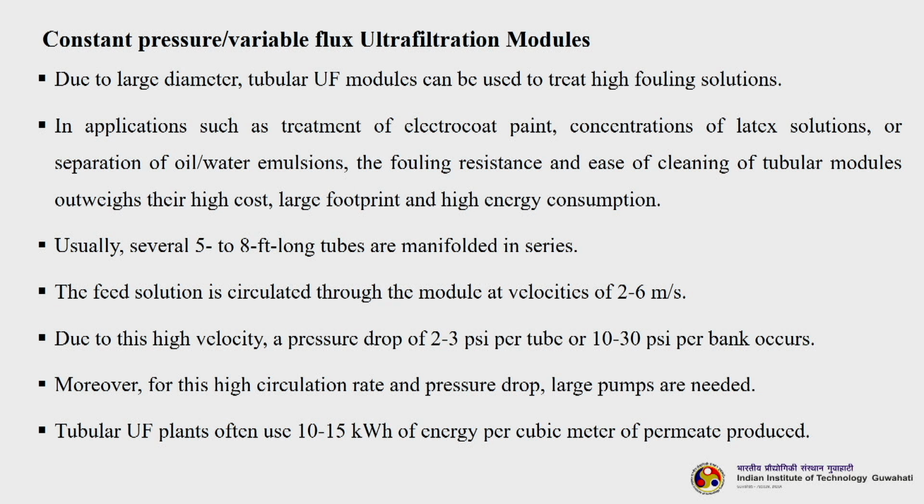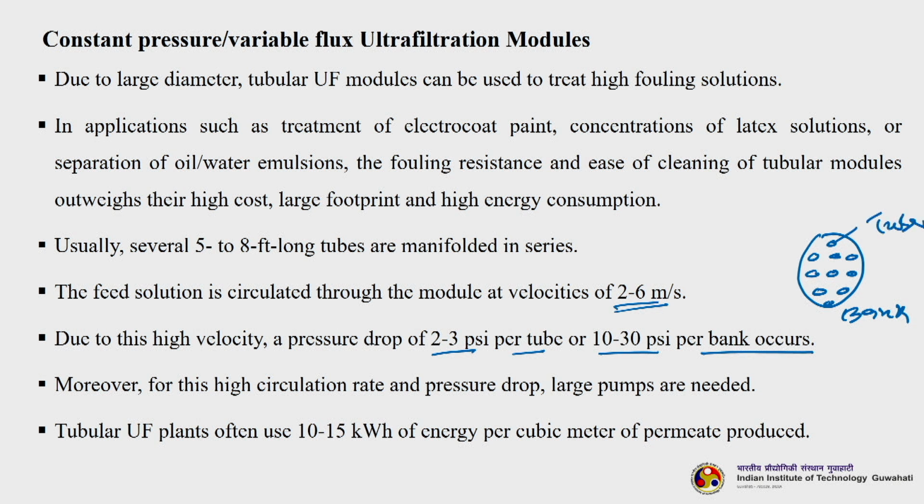In the case of tubular ultrafiltration membranes, usually several 5 to 8 feet long tubes are manifolded in series. The feed solution is recirculated through the module at velocities of 2 to 6 meter per second. You can see that the cross flow velocity is very high. Due to this high velocity, a pressure drop of 2 to 3 psi per tube, or 10 to 30 psi per bank, occurs. I am just trying to draw one: you can call this a tube bank, and this is a single tube.